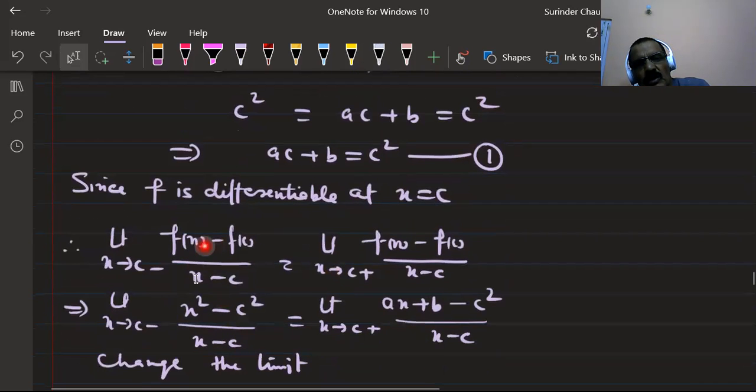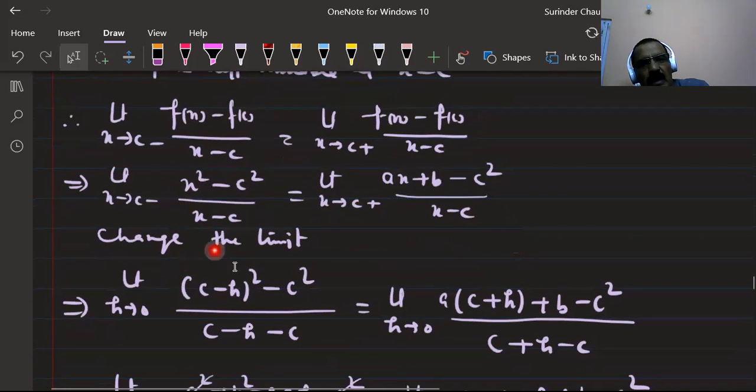So now substitute the value of the function and cancel out the common factor. After substitution, we get this limit problem. The concept of limit will be applied when we have substituted the value of the function in the derivative, the left hand derivative as well as the right hand derivative. So cancel out the common factor or change the limit.